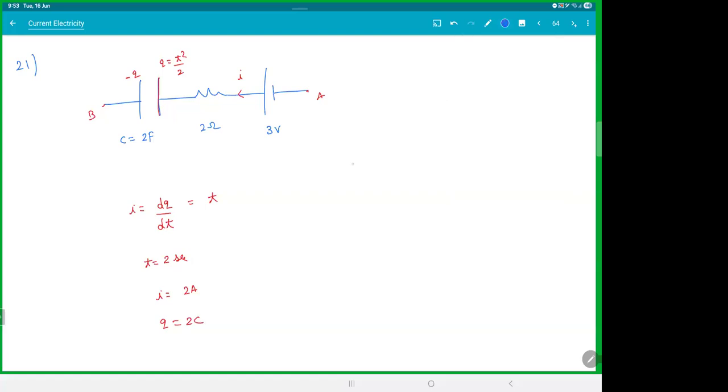Great. Now you write the Kirchhoff's law. You're starting from A, you're going through the battery, +3. You're going through the resistor in the direction of current, minus I into R. Then you're going from positive to negative plate. So minus Q by C is equal to VB. I is 2, R is 2, that is minus 4. Q is also 2, farad is also 2, is VB. So VA minus VB will be 2. That's 5 minus 3. Right, Akansha?